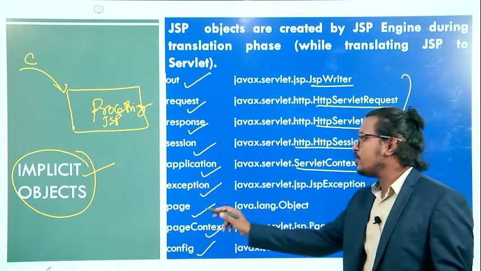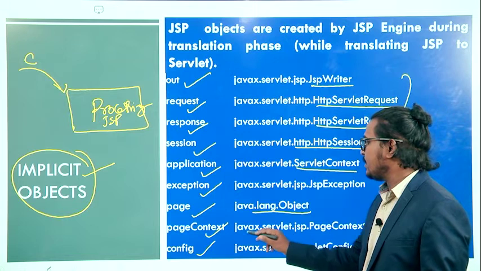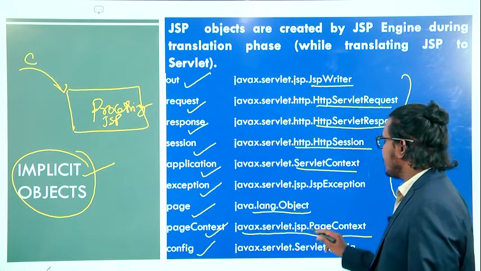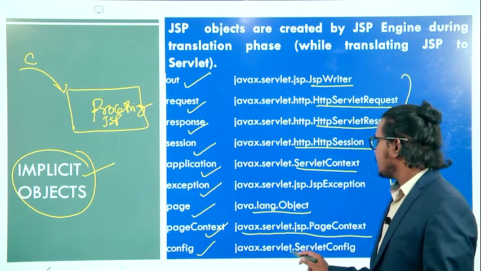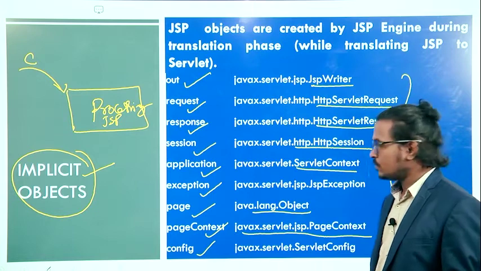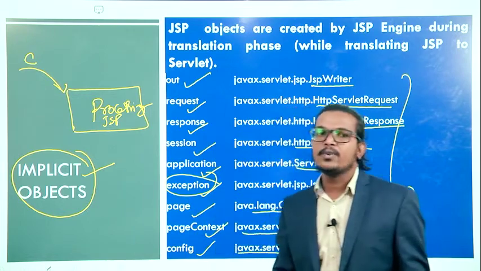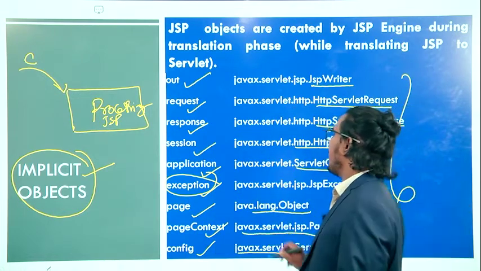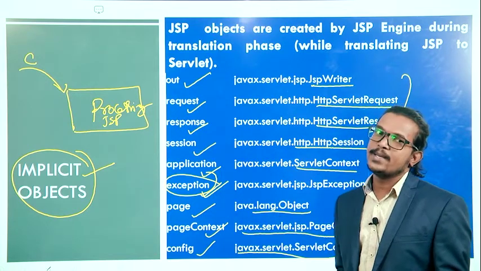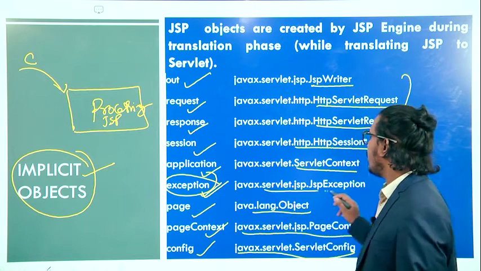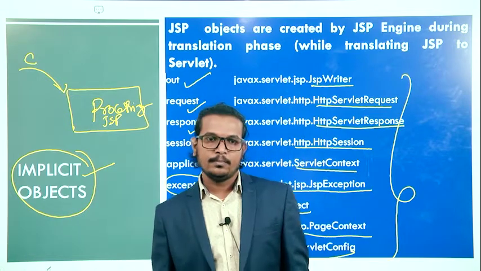If you are using the page object, for that we are using java.lang.Object. For page context, we are using javax.servlet.jsp.PageContext. If you are using the configuration object, for that we are using javax.servlet.ServletConfig. And if you want to use the exception, what package do we have to import? Here we are talking about JSP exception or servlet exception, right? So you have to import the javax.servlet.jsp.JspException package in your program.